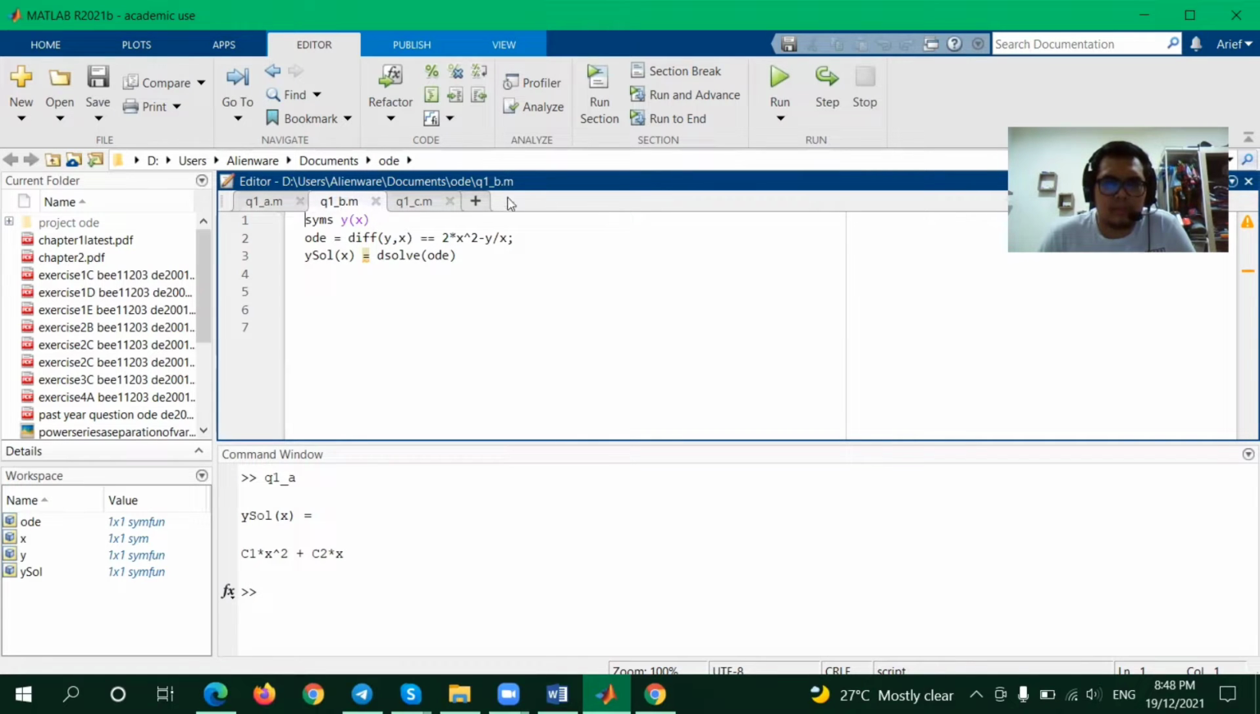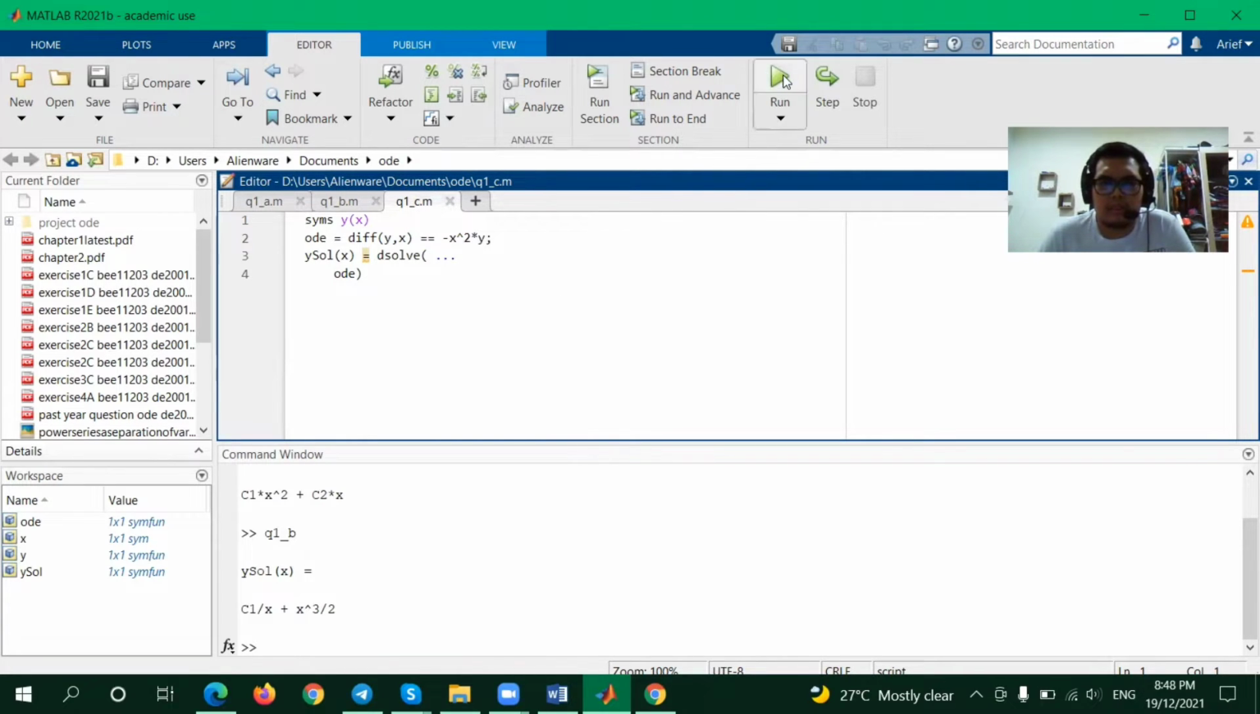For question 1B, this is the simulation. Now we're going to run it. And this is the answer for question 1B. Next, for question 1C, this is the coding, and then we run it. And this is the answer for question 1C. So that's all from me for question 1.